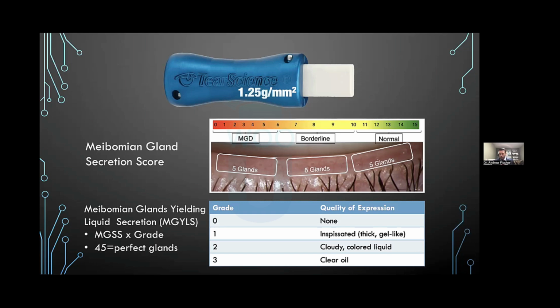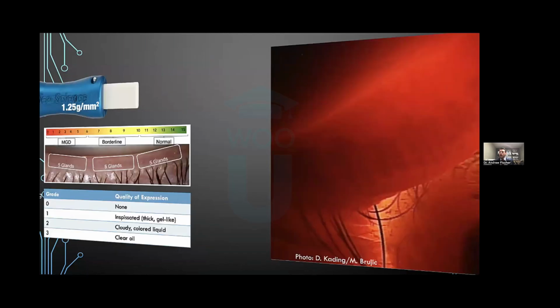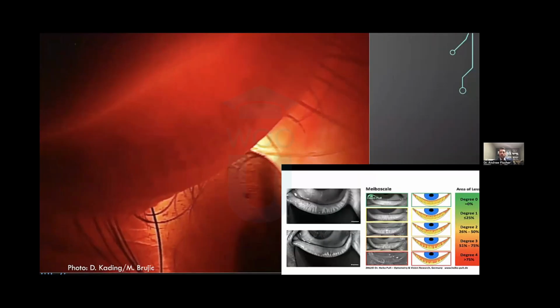And even on those borderline scores, especially in a symptomatic patient, we need to try to make those glands better, not only for their symptoms now, but again, preventing progressive changes on those glands and getting them to function better. So this is where the transilluminator comes in.